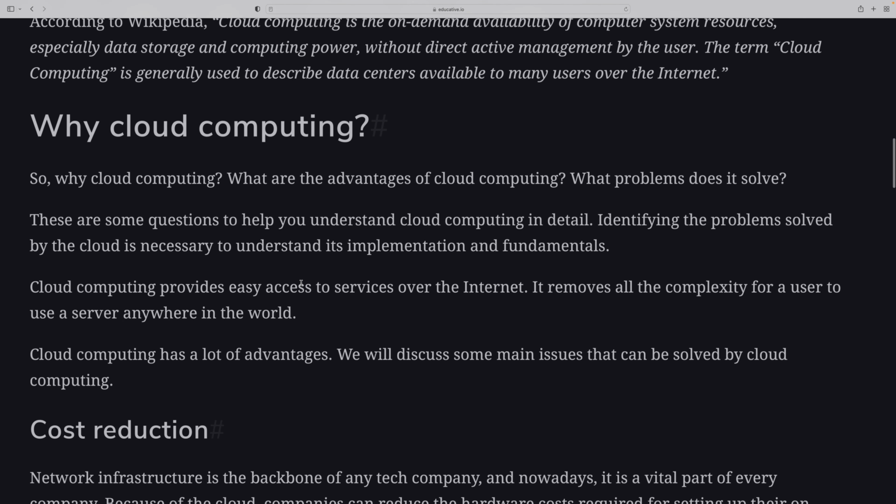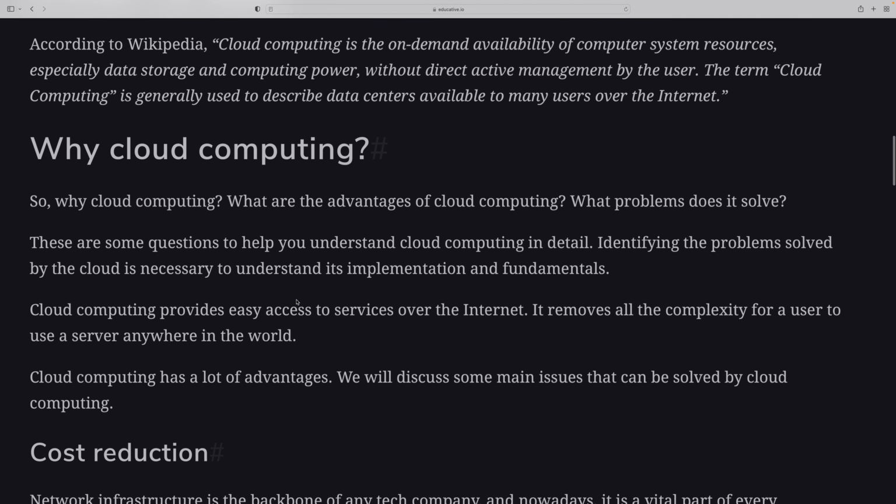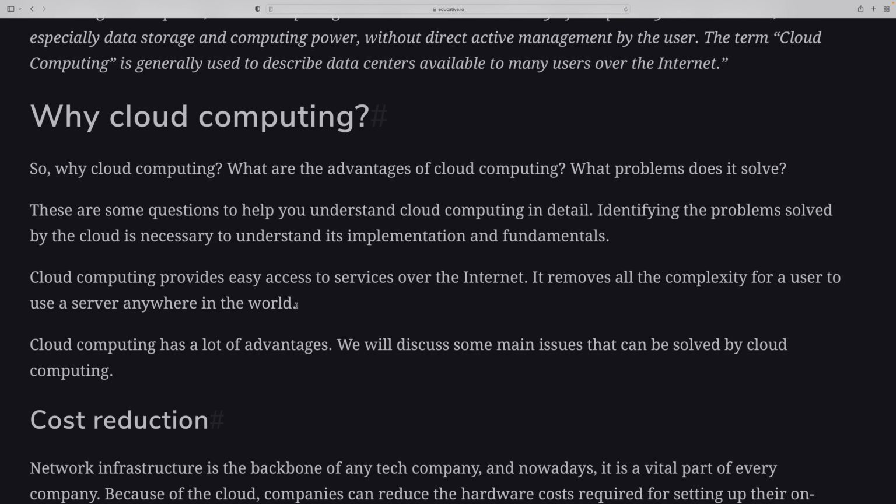So why cloud computing? As we now understand the cloud, the next question is why cloud computing. What are the advantages of cloud computing? What problem does it solve? We need to understand these. These are some questions that help to understand the cloud computing details and identify the problem solved. But the cloud is necessary to understand the implementation and fundamentals.